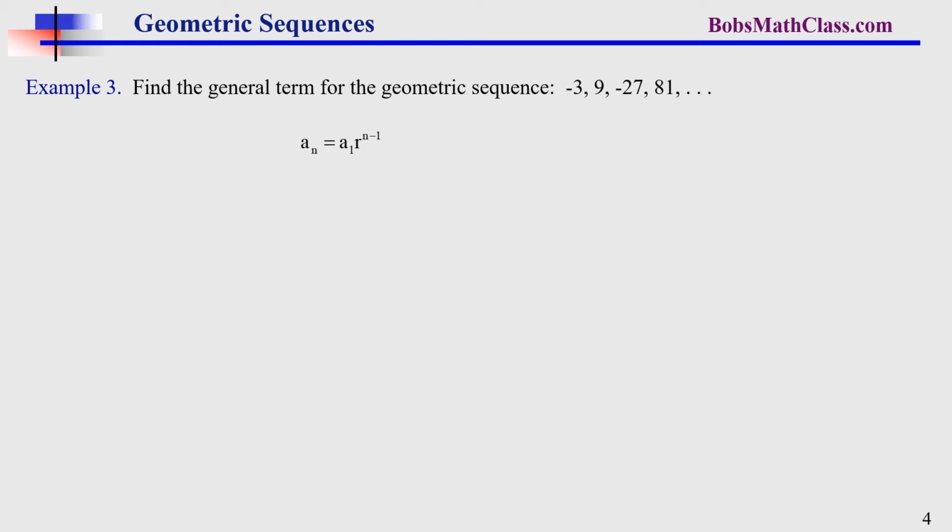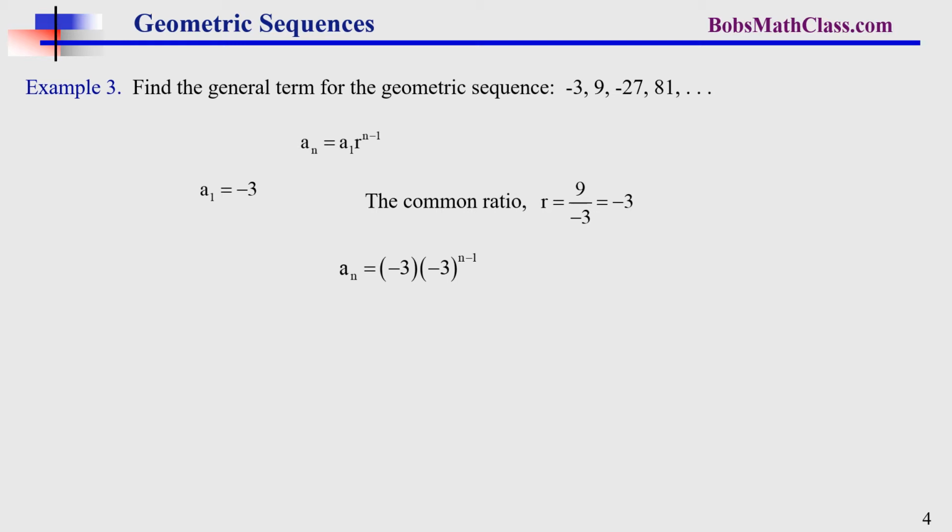Our a_1 is negative 3. How about our r? R is also negative 3. So now we're going to plug those two numbers, which are the same number, into our handy-dandy formula. So a_n equals negative 3 times negative 3 to the n minus 1.